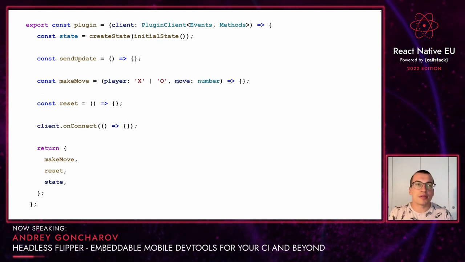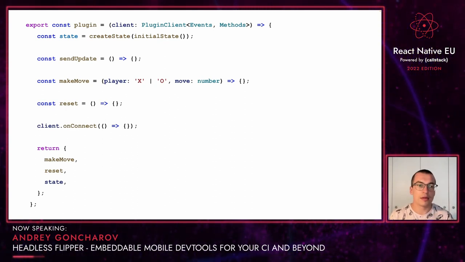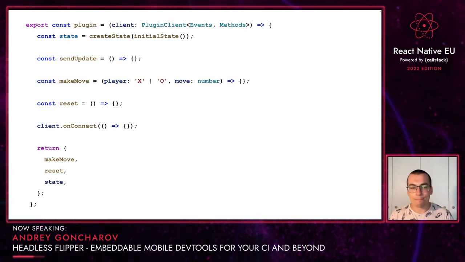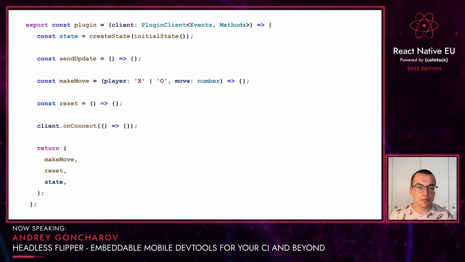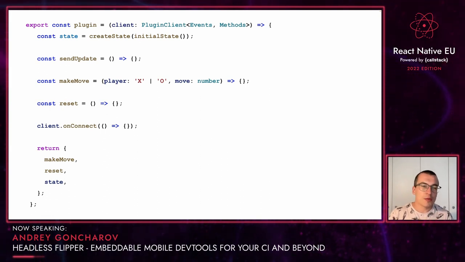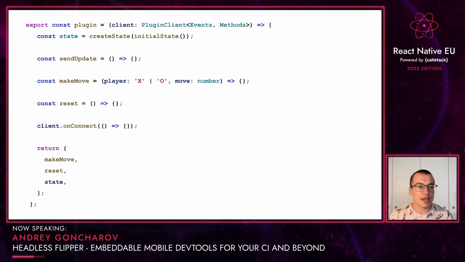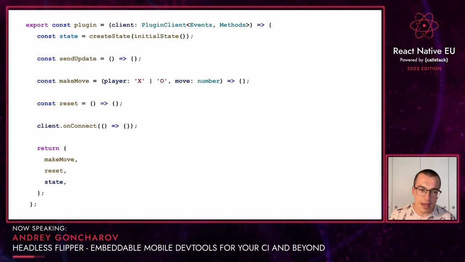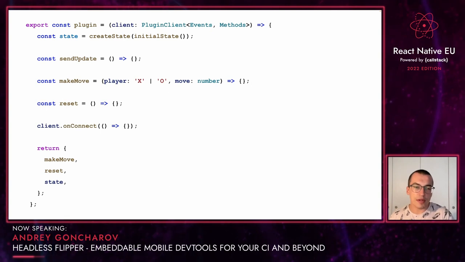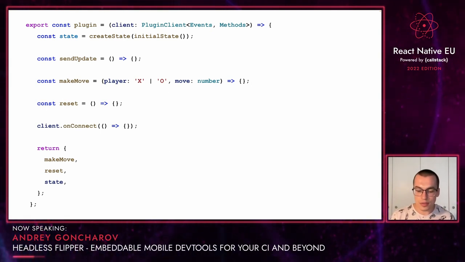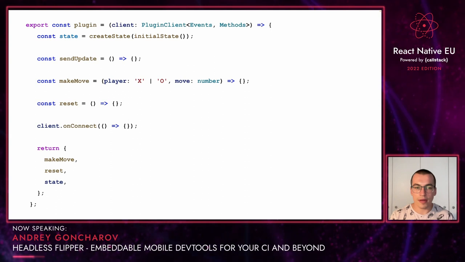So this part is our logic part where we create the state of this plugin. There will be a three-dimensional grid to display on the screen. And we expose some API calls: send update, make move, reset. We do some magic when the plugin connects, and we return back the API calls. Let's go over each one of these API calls individually.